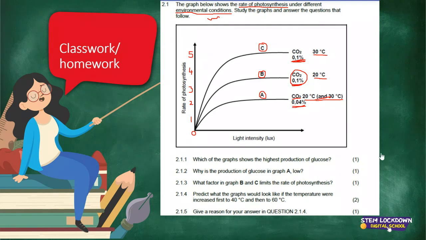Okay, let me see. Anonymous just sent a response saying, I think it's because there is less carbon dioxide. No, Anonymous, just as I have said, the carbon dioxide concentrations are the same. You see 0.1% and 0.1%. Okay, we said there is less CO2 in graph A.